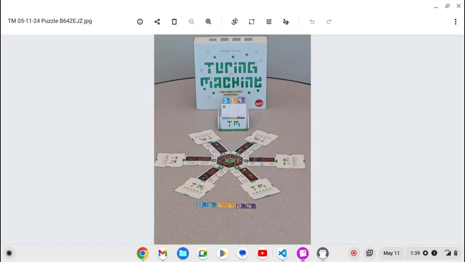Let's begin. Today is May 11th, 2024, and we're doing the Daily Turing Machine Puzzle. Today's puzzle uses 6 criteria cards with its 6 verification cards.